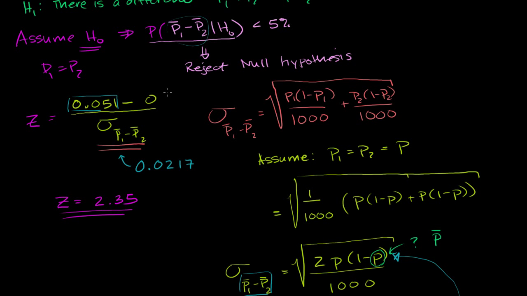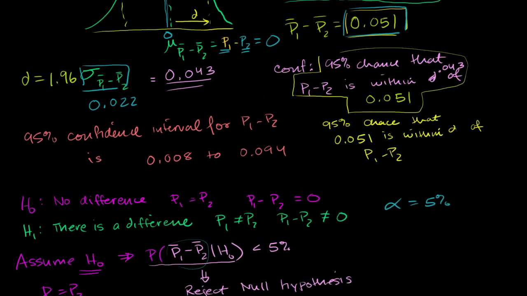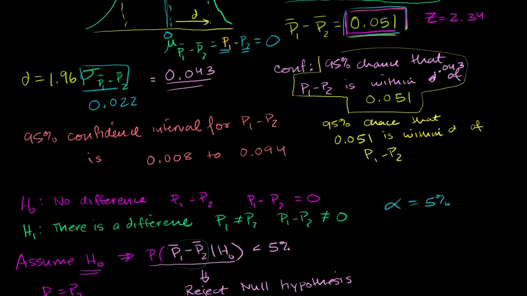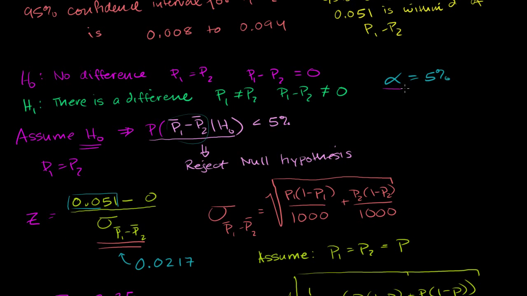There's no difference. If we assume there's no difference, then the sampling distribution of this statistic right here is going to have a mean of 0, and the result that we actually got for this statistic has a z-score of 2.34. Z is equal to 2.34. Or this is equivalent to being 2.34 standard deviations away from this mean of 0. So in order to reject the null hypothesis, that has to be less probable than our significance level.